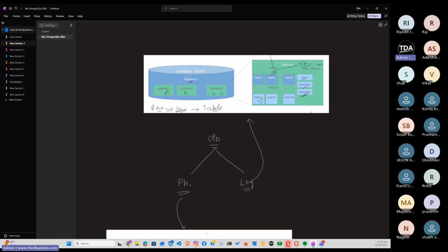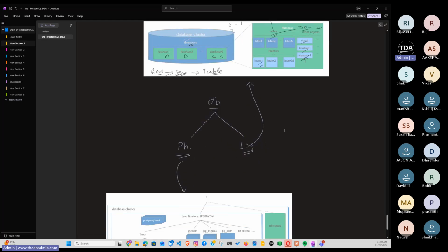Sequences are nothing but when you have to run the sequences from 0 to 1 and then 2 or 3. Let's suppose you are generating a bill or something where you have to create the sequence, and the sequence is going to work in a sequential manner, 1, 2, 3, 4, 5, 6, like that. Okay, so all this is nothing but the logical structure of your database.